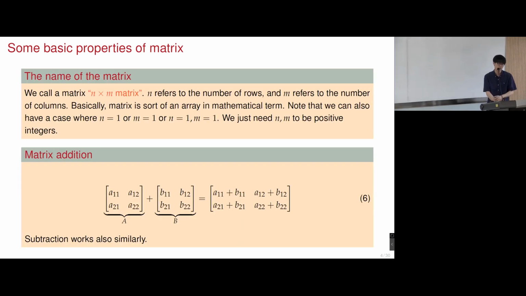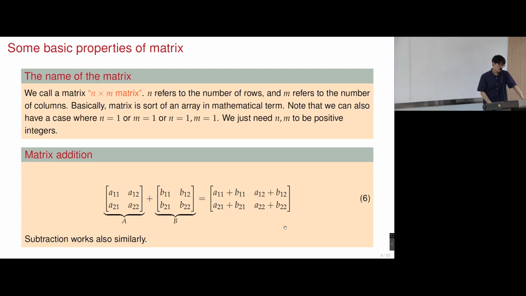And as I said, note that we can also use the case where n is 1 or m is 1 or both are 1. So even if you have a matrix that has just one number, like A, this is still a matrix because this is just a 1 by 1 matrix, right? At least in definition. Although we don't usually use the 1 by 1 case a lot, it still mathematically means the same thing. So we just need n and m to be positive integers, right? Because we can't have 0 columns or negative columns. So they're going to be positive integers. That's the only restriction it has.